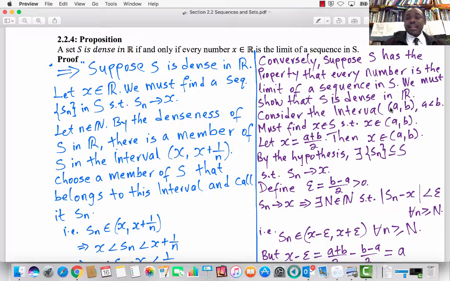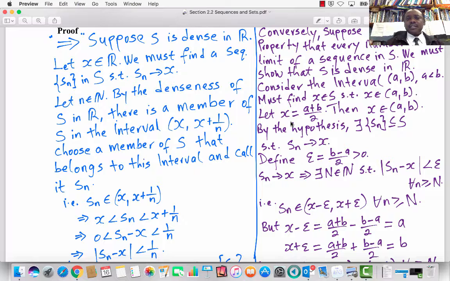So, let the open interval AB be given. A and B real numbers, A less than B. Define the element X as X equals A plus B over 2. We do not know whether X is in S or not, but we do know that X is going to be the midpoint of the open interval AB. So it is clear that X is an element in the open interval AB. It is actually its midpoint. But if X is the midpoint of the open interval AB, it means X is a real number.